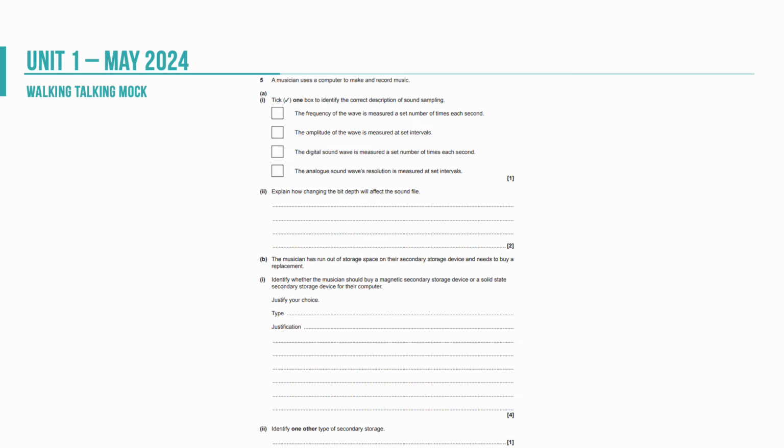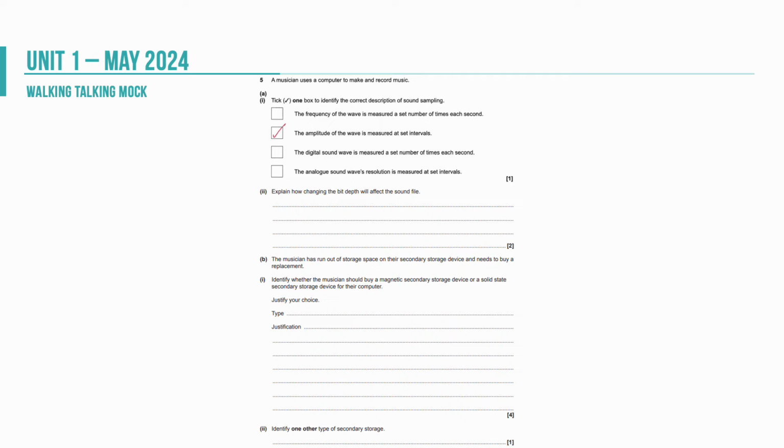A musician uses a computer to make and record music. Tick the box for the correct answer. Well, the correct answer is the amplitude of the wave is measured at set intervals. That is, I'm afraid, the only correct answer, and if you've ticked more than one, you wouldn't get any marks, even if one of the two that you had ticked was correct. It then asks you to explain how changing the bit depth will affect the sound file.